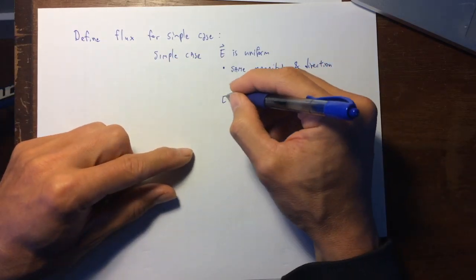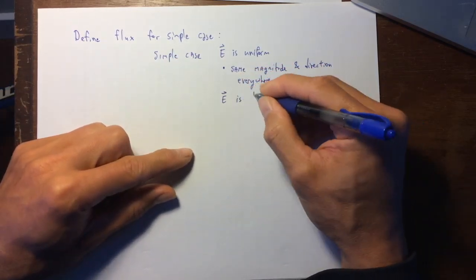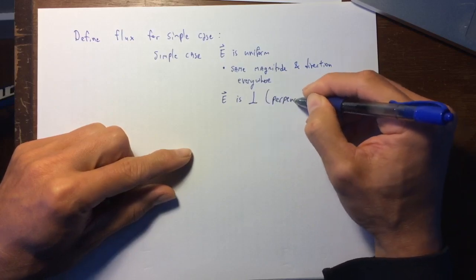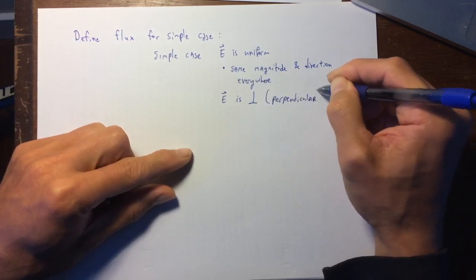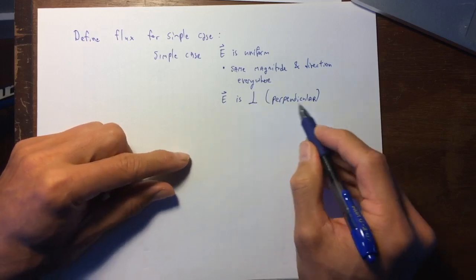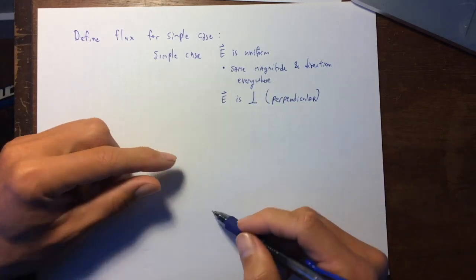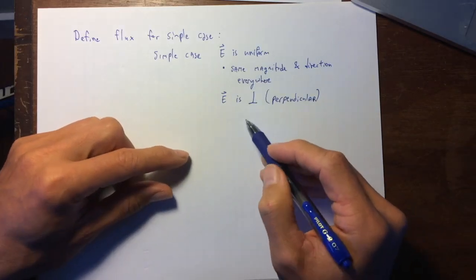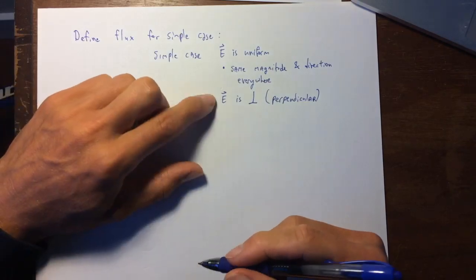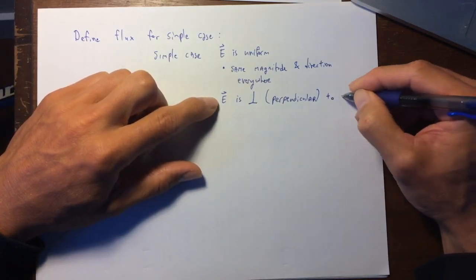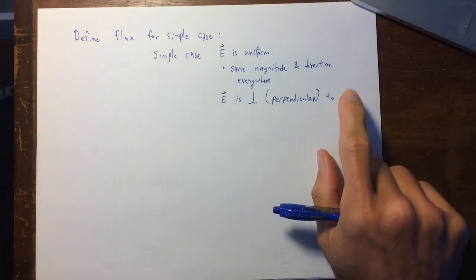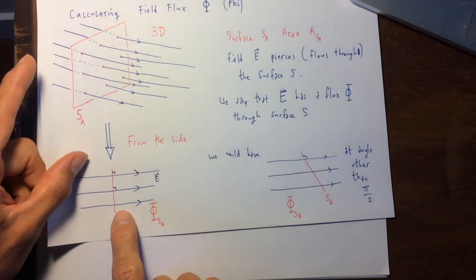And the electric field is perpendicular. Instead of always writing out perpendicular, which takes a little while, I'm going to use this symbol, the upside down capital T, a mathy or geometric symbol for perpendicular, meaning 90 degrees, or pi over 2 radians. And E is perpendicular to S, the surface S. So this kind of looks like this.